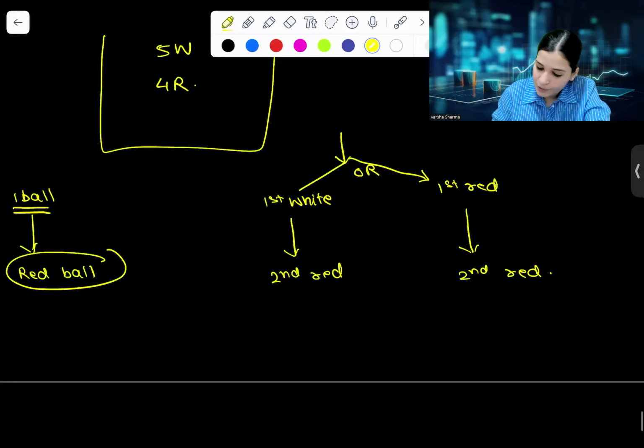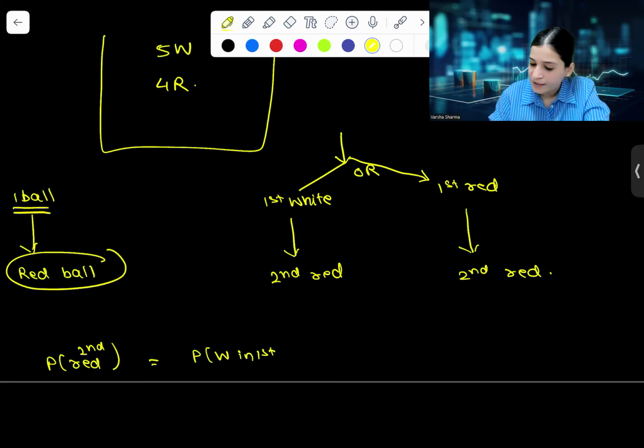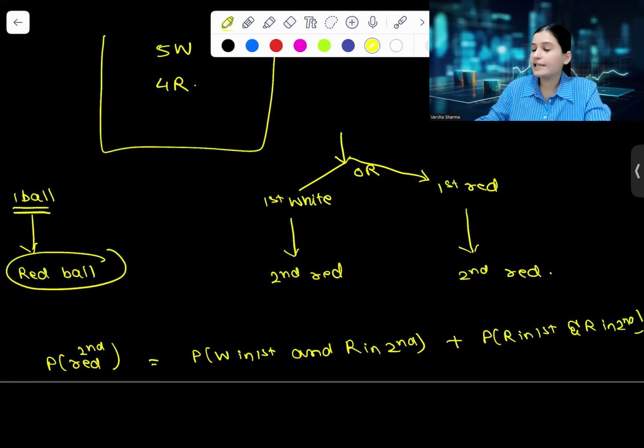So to get the probability of a red ball second, there are two possibilities. Probability of white in first and red in second, or, meaning plus, probability of red in first and red in second. Till here, everybody understood?